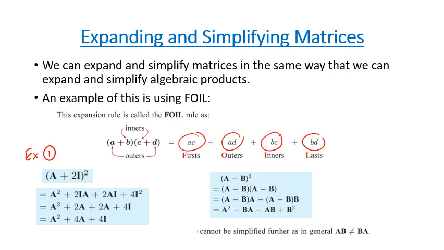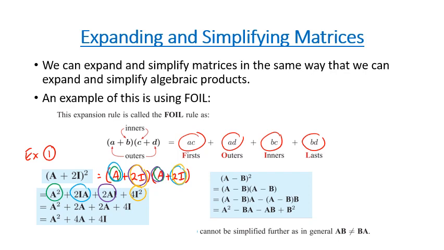Now, if we're going to square that, we can rewrite this as A plus 2I, A plus 2I. If we're multiplying our firsts, we've got A times A, which will give us A squared. We're then going to multiply our outers, which is A and 2I, which is 2IA. We're then going to multiply our inners, which is 2I and A, which is 2AI. And then we're going to multiply our lasts. We've got 2I and 2I, which is 4I squared.